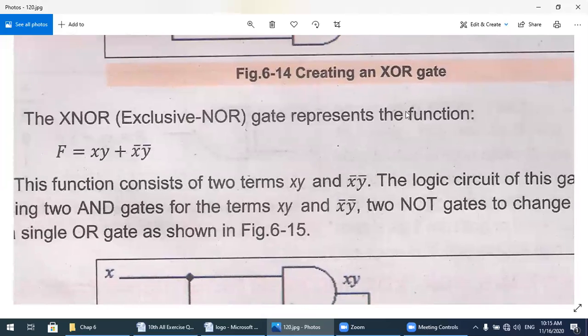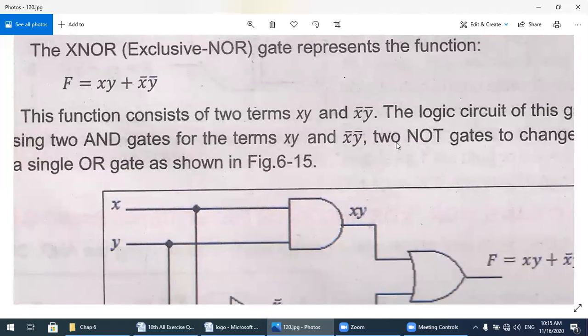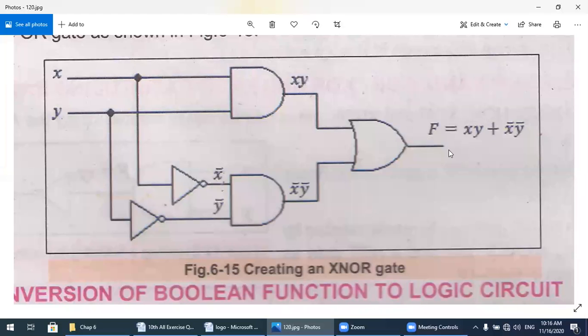Next is the exclusive NOR gate. The function used for the exclusive NOR gate is xy plus x complement y complement. We have the equation f equal to xy plus x complement y complement, representing the exclusive NOR gate, and we are going to convert it. First we will solve x dot y, the AND operation. Simple input x and simple input y, when processed with this gate symbol, make the AND operation x and y.